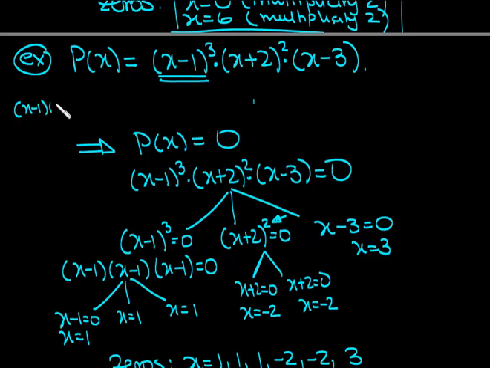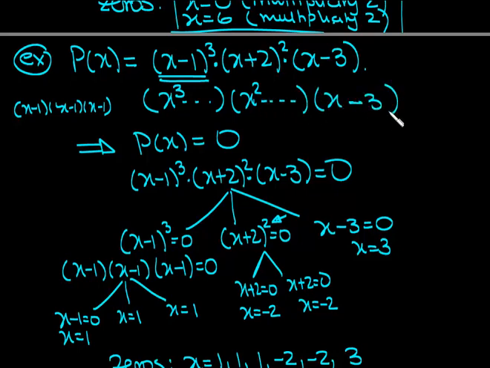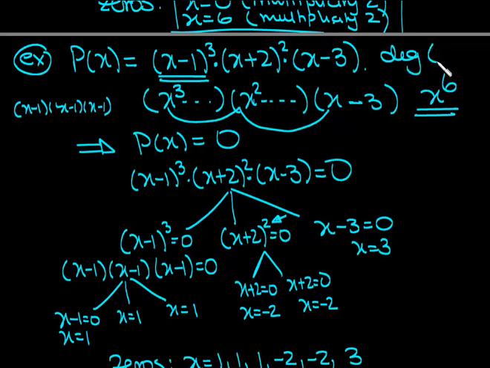X minus 1 times x minus 1 times x minus 1, or we could use the binomial cubic formula. But anyway, the highest power of x here is x cubed, and then there'll be some more terms. Out here the highest power of x is x squared with some more terms, and then x minus 3. So if you multiply x cubed by x squared, we get x to the 5th. X to the 5th by x, we get x to the 6th. That's the degree of this polynomial. So the degree of this polynomial is 6 because the highest power of x is 6.